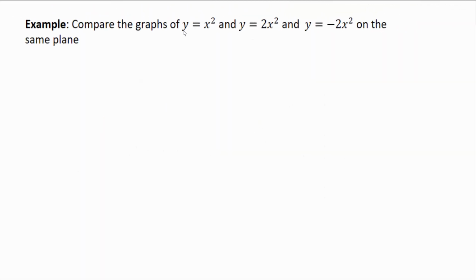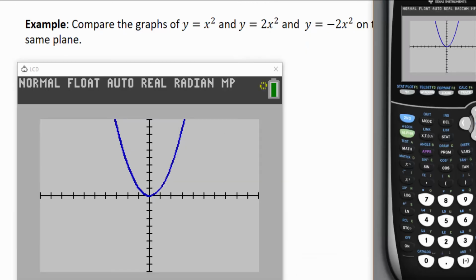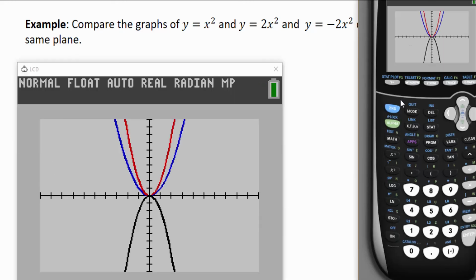If we compare the graphs in this example of y equals x squared, y equals 2x squared, and y equals negative 2x squared, okay, a here is 1, a in this one is 2, and a in this one is negative 2. And just graphing them on a calculator real quick, if you graph y equals x squared, it looks like that. y equals 2x squared, it's the graph in red. And y equals negative 2x squared is the graph in black. Okay, there are two things I want you to get from this picture.